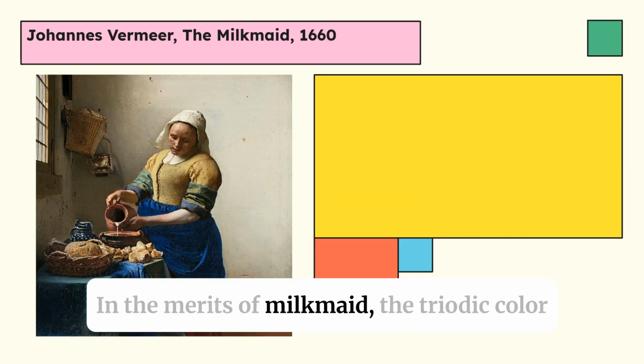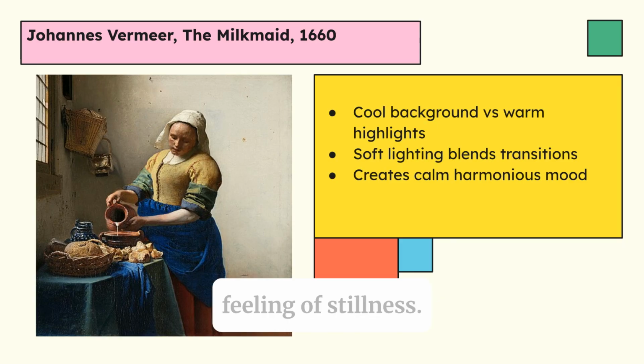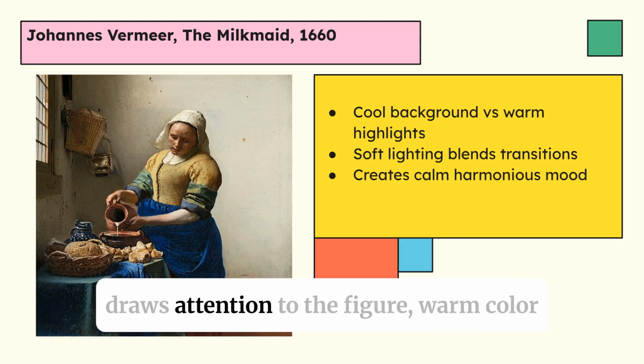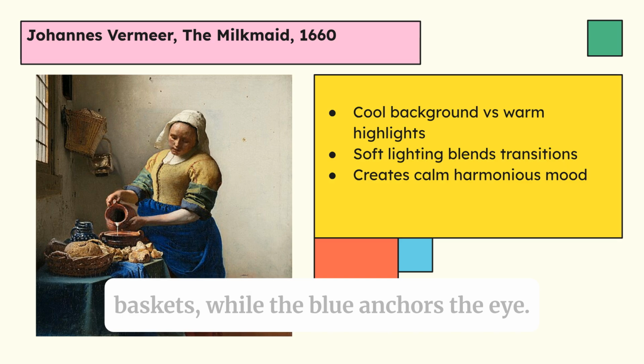In Vermeer's The Milkmaid, the triadic color scheme of blue, yellow, and red creates a feeling of stillness. The yellow and red add warmth and draw attention to the figure. Warm colors advance and draw the viewer into the smaller objects like the pitcher and the baskets, while the blue anchors the eye.